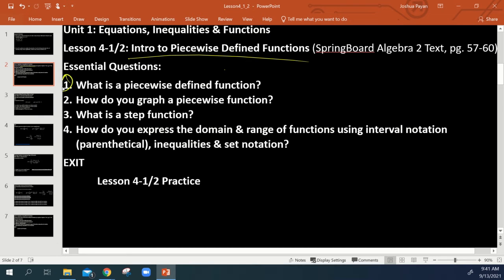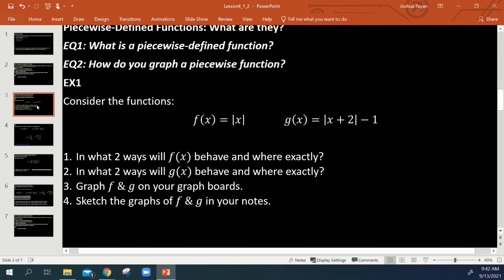So first we're going to talk about what are they, obviously. Then we're going to talk about how to graph them. Then we're going to talk about a special kind of piecewise function called a step function. Then we are going to kind of revisit domain and range here in this lesson, and that's kind of the add-on to this, right? So we'll get there. So starting with EQ1, what is a piecewise defined function?